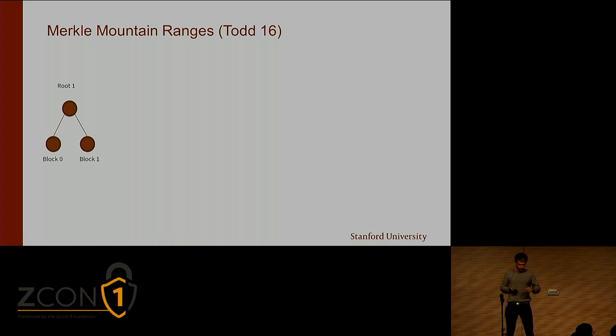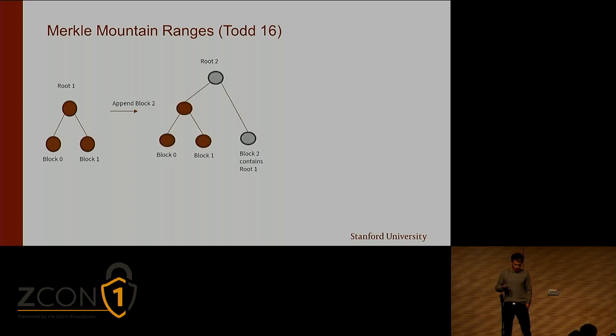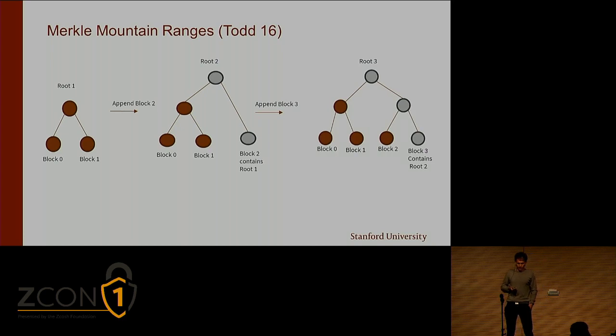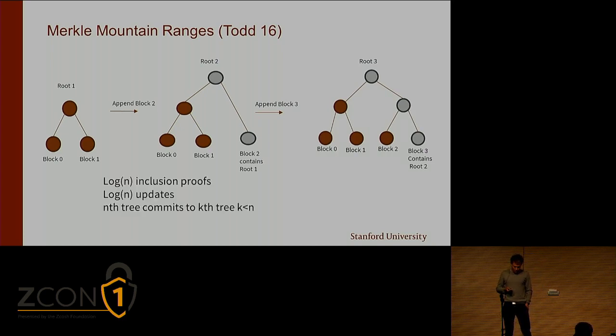So for a Merkle tree, the design is I take some leaves and hash them to build a tree. So every node is the hash of its children. And the Merkle mountain range is basically a Merkle tree where it's easy to append blocks. And the other nice thing is that the nth tree also commits to the kth tree. So what do I mean by this?